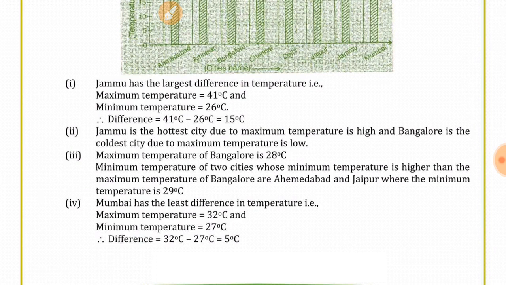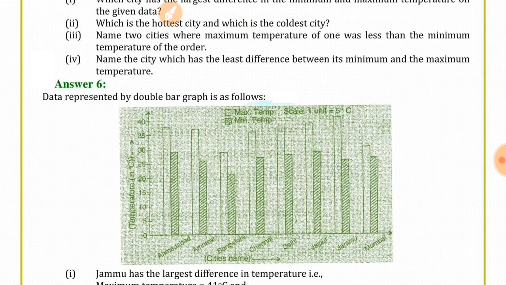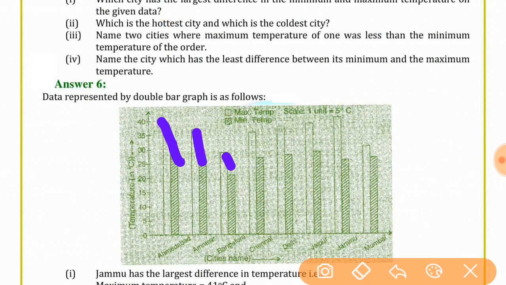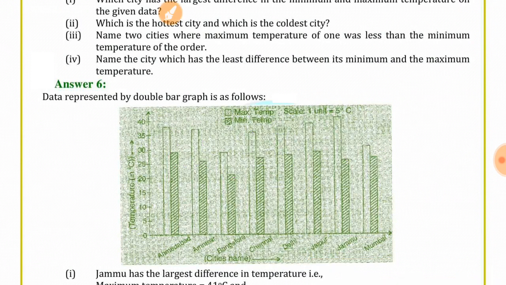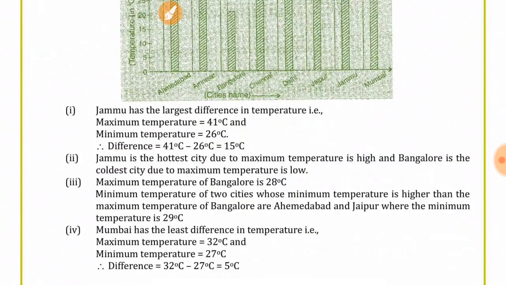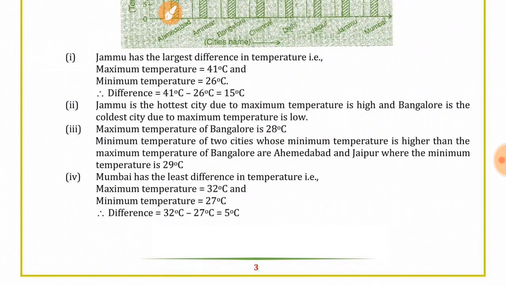So next question, name the city which has the least difference between its minimum and maximum. See, which is the very shortest? Just now we can see the shortest line. See, this is the shortest line, no? You can come to know by the graph only. It is Mumbai that has the least difference in temperature. Maximum temperature is 32, minimum is 27. So if you subtract it, 5 degrees.